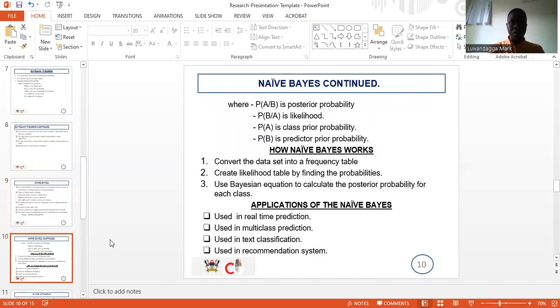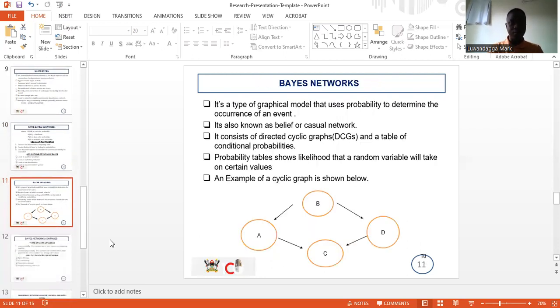Then also, how the naive Bayes works is that you convert the data set into a frequency table. That means you have been given the data, you convert it into a frequency table, create a likelihood table by finding the probabilities, and use the Bayesian equation to calculate the posterior probability for each class. Applications of the naive Bayes include real-time prediction, multi-class prediction, text classification, and recommendation systems.